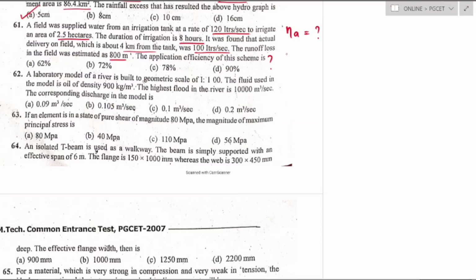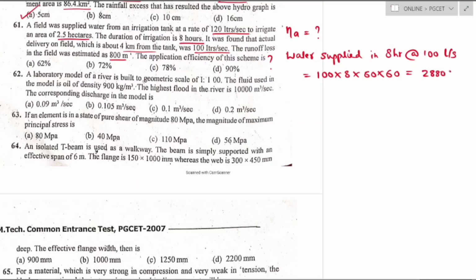First, let's calculate the water supplied in 8 hours at 100 liters per second. That is equal to 100 multiplied by 8 multiplied by 60 into 60 is equal to 2880 into 10 to the power of 3 liters, that is 2880 meter cube, and the runoff is 800 meter cube.